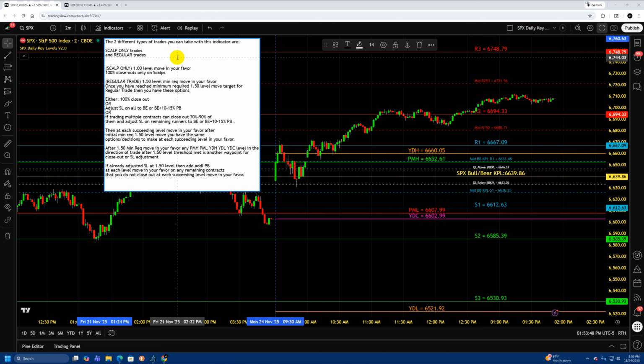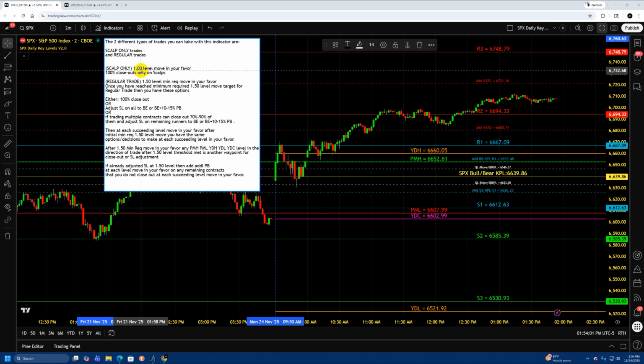Okay, so there are two different types of trades you can take with this indicator: scalp only trades and regular trades. On a scalp only trade, you're looking for a one level move in your favor, and then you are closing out 100% of all of your option contracts when that one level move in your favor is hit.